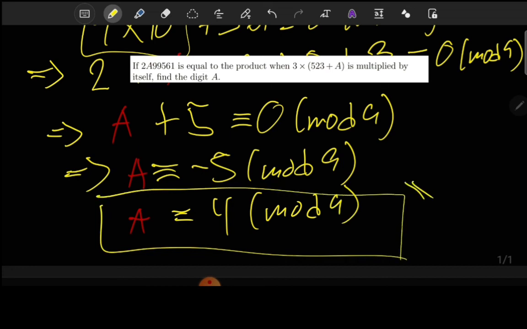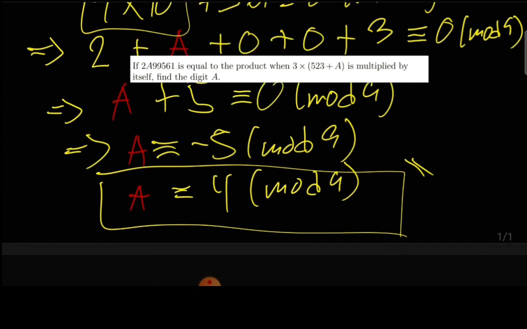If you don't believe me, you can try your calculator and substitute a with 4, and it will give the same result. So this is the answer to this problem.